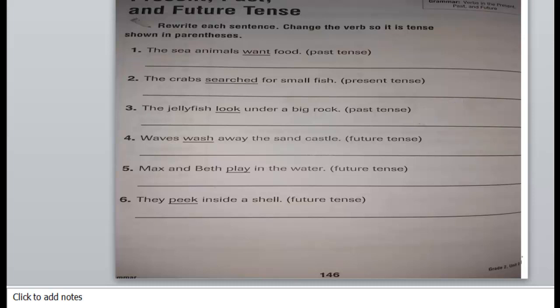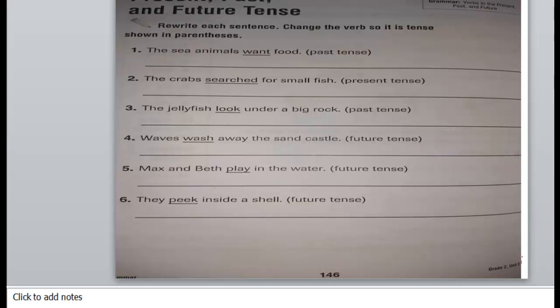Okay, so number 4. Waves wash away the sand castle. Okay, we're gonna make the verb into what? Future tense. Okay, so the verb is wash. So wash is present or past? Yes, it's present. Okay, so we're gonna change this present verb into the future. What are we gonna add before the action verb? Oh yes, we're gonna add the word will. So waves will wash away the sand castle. Bravo, good guys.